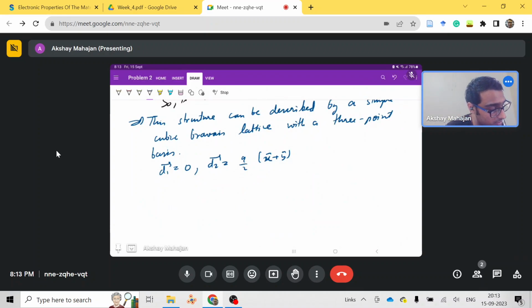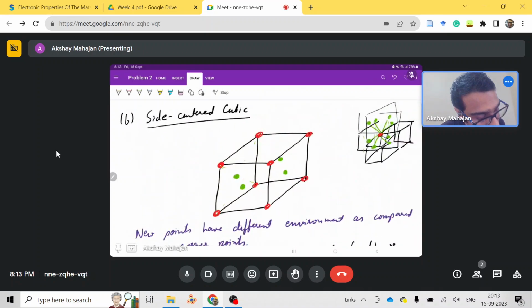with this 3-point basis, which is d1 equals 0, d2 vector a by 2 (x cap plus z cap), and d3 vector equals a by 2 (y cap plus z cap). Okay, so what we are saying is that the primitive lattice vectors for this system are just a1 equals a x cap, a2 equals a y cap, and a3 equals a z cap only.